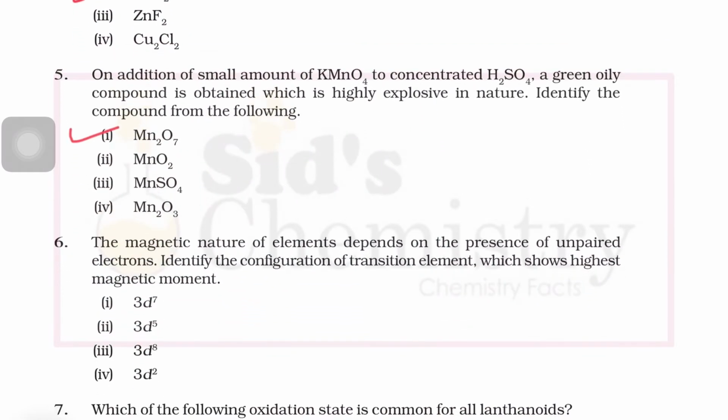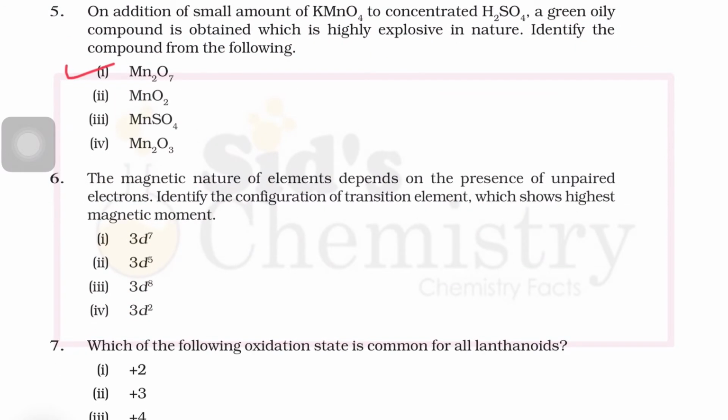Now coming to question number 6. The magnetic nature of elements depends on the presence of unpaired electrons. Identify the configuration of transition element which shows highest magnetic moment. Dear friends, highest magnetic moment is obtained when the highest number of unpaired electrons are present. Now, when we see the electronic configuration, it is something like that.